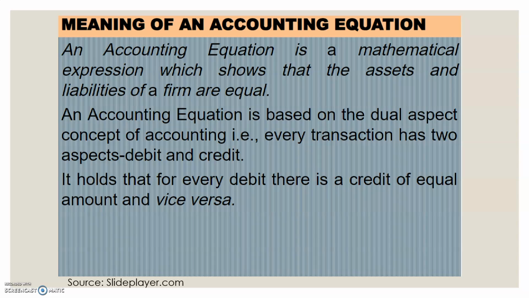That is, the total of the assets will be equal to the total of liabilities of a firm. And as we have said, it is based on the dual aspect concept of accounting. That is, every transaction has two aspects, debit and credit, and these tend to be equal. So for every debit, there is a credit of equal amount and vice versa. So after every transaction, your debit should be equal to credit.